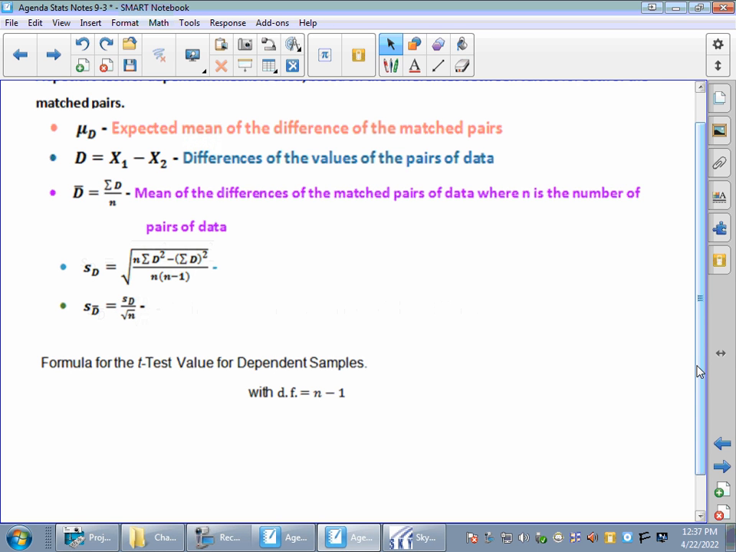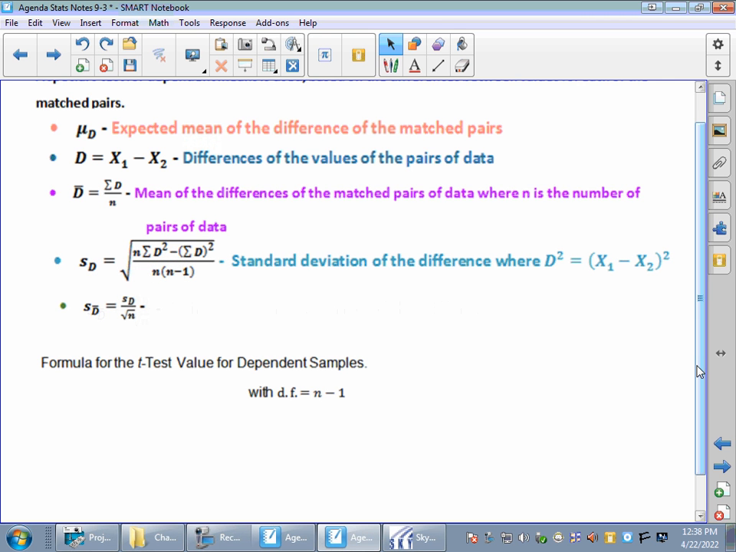S sub D, this one is a large one. This is the standard deviation of the differences. And it's a nice big formula. It looks a lot like our formula when we were calculating standard deviations by hand. It's a giant radical. It's n, our sample size, times the sum of our differences squared, so the differences actually squared, and then we're going to add them up, minus the sum of our differences, and we're going to square that value. That's all over n times n minus 1. Don't forget to take the square root at the end.